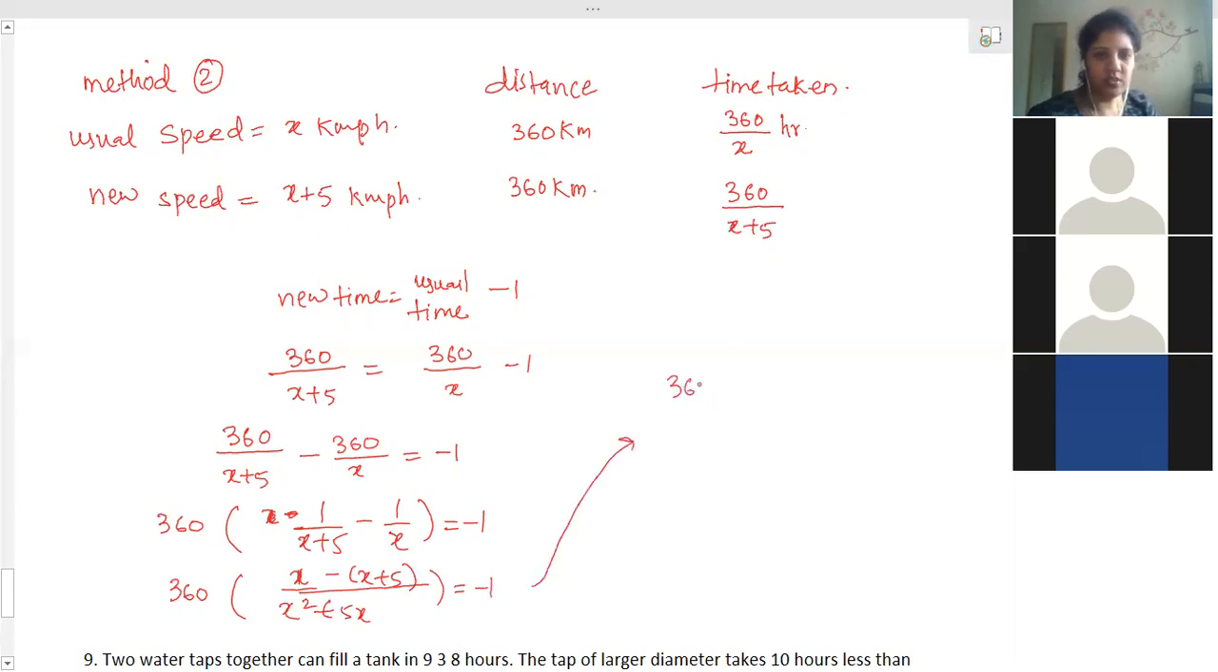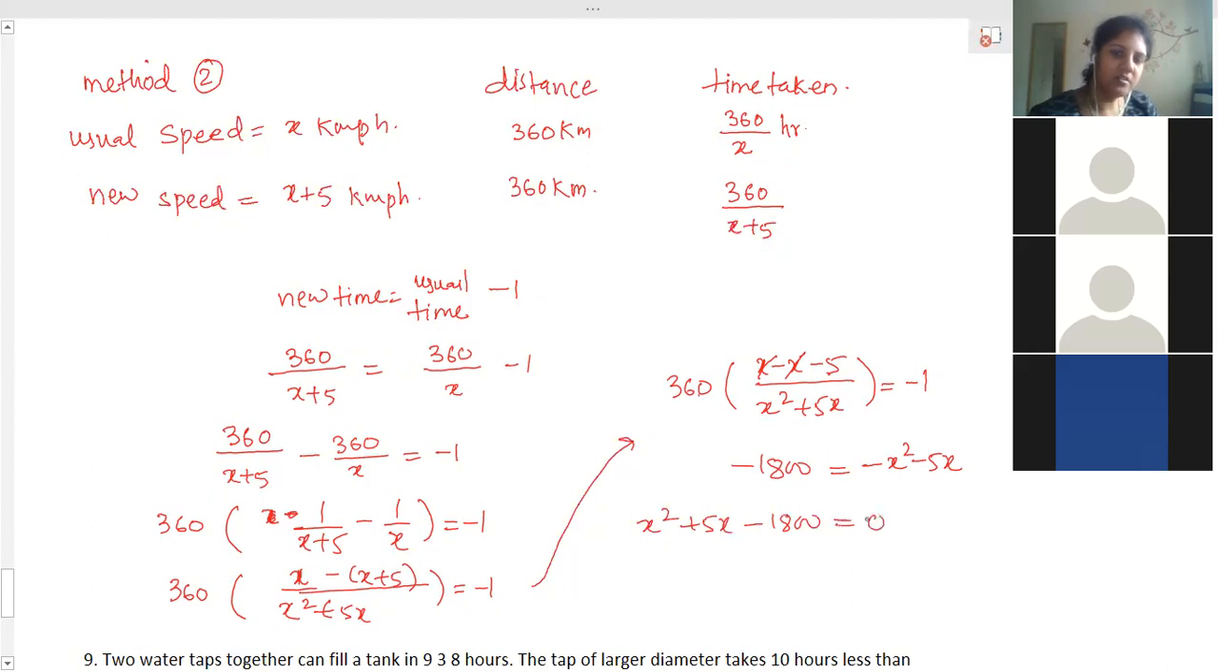So 360 into x minus 5 divided by x square plus 5x is equal to minus 1. X gets cancelled. 360 into minus 5 is minus 1800. That is equal to, this fraction will go to the RHS and become negative, minus x square minus 5x. These two terms will come to our LHS. Plus x square plus 5x minus 1800 is equal to 0.